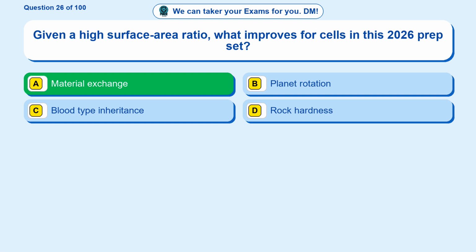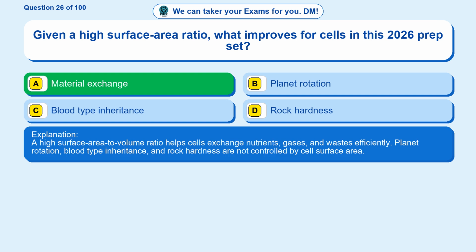Material exchange. A high surface area to volume ratio helps cells exchange nutrients, gases, and waste efficiently. Planet rotation, blood type inheritance, and rock hardness are not controlled by cell surface area.